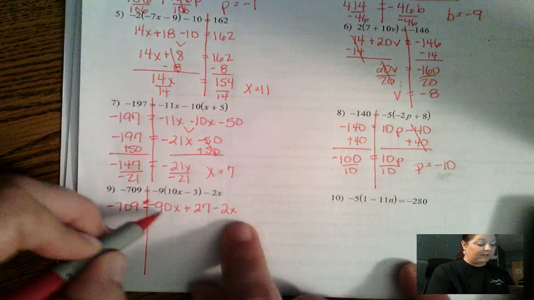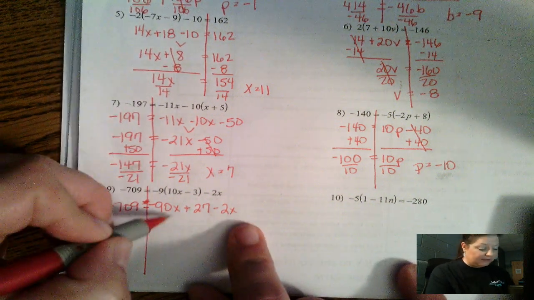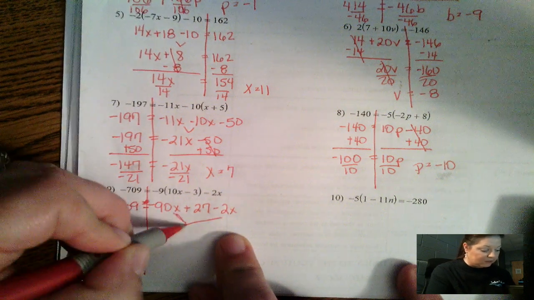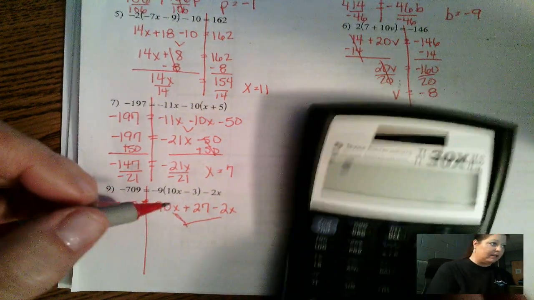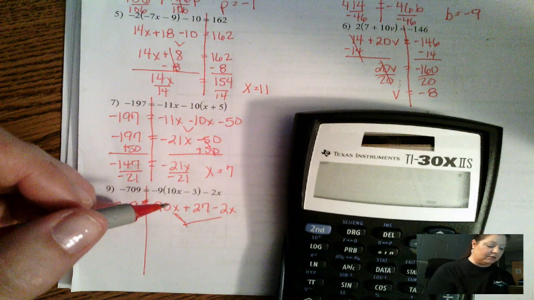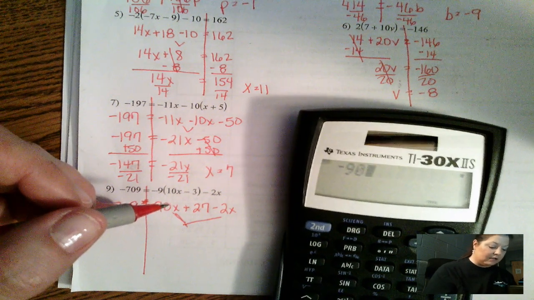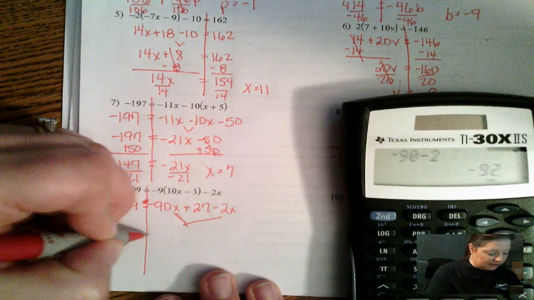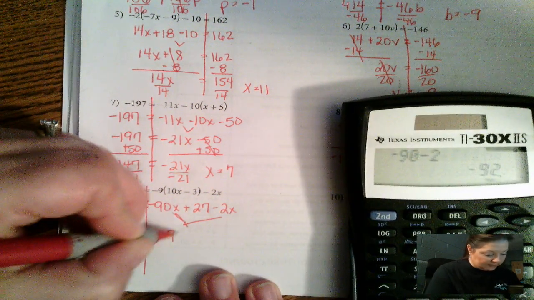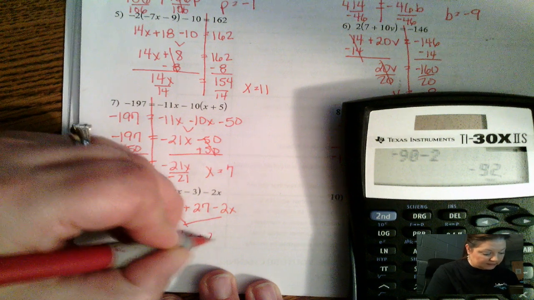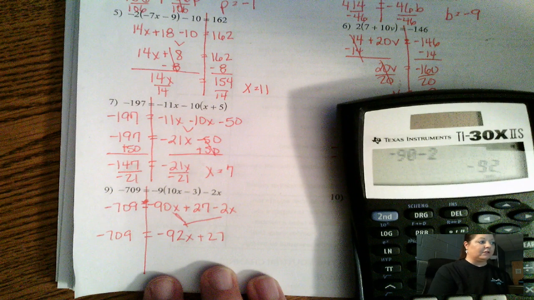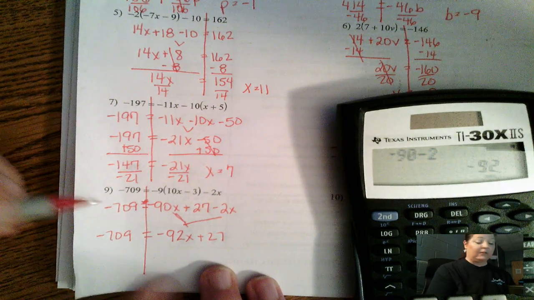All right, so I've got some things I need to combine. So I'm going to take the negative 90x and the negative 2x, and I'm going to write in my calculator, just so I don't get it wrong, negative 90 minus 2, and that is negative 92. So negative 92x plus 27 is equal to negative 709. Okay? Now we have a two-step equation.